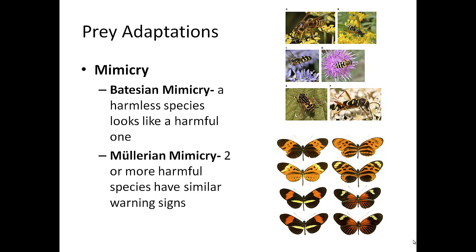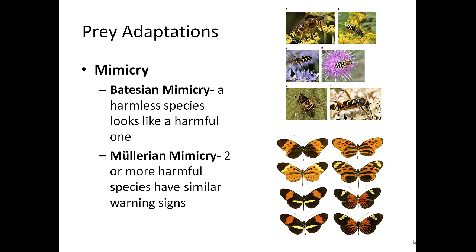Mimicry is copying. And there's a couple different kinds. Two kinds that are the most common are called Batesian and Müllerian. Batesian mimicry is the top picture. You have a harmless species that looks like a harmful one but actually isn't.